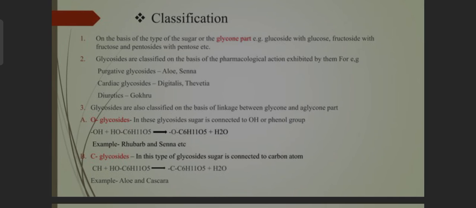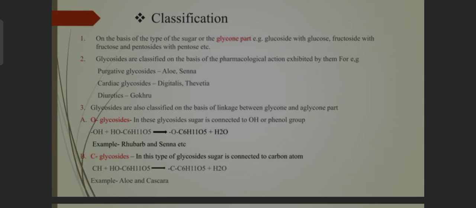Classification on the basis of the type of sugar or the glycone part. For example, glucosides with glucose, fructosides with fructose, and pentosides with pentose, etc. Glycosides are also classified on the basis of the pharmacological action exhibited by them. For example, purgative glycosides: aloin, senna; cardiac glycosides: digitalis, strophanthus; diuretics, etc.